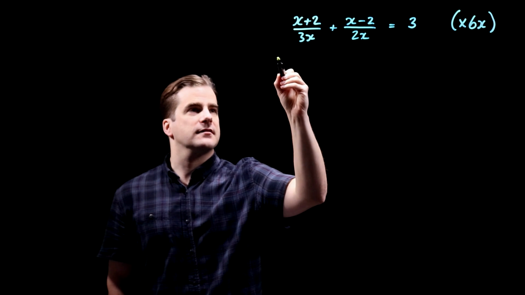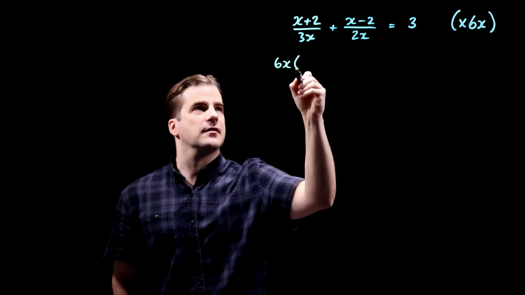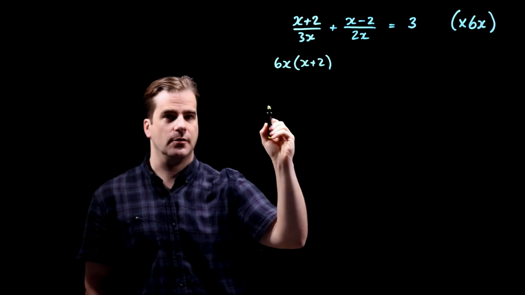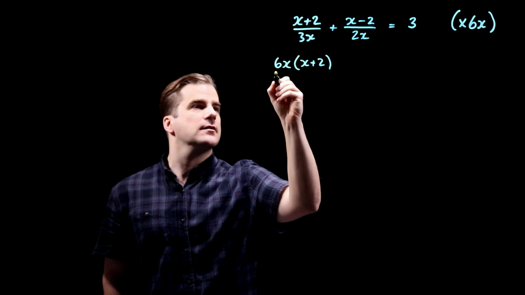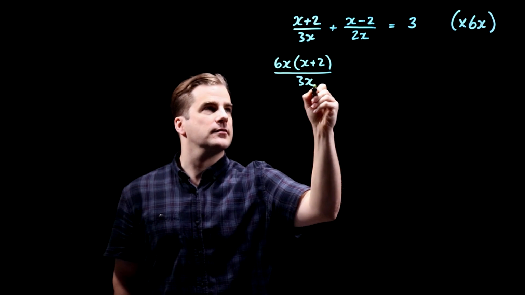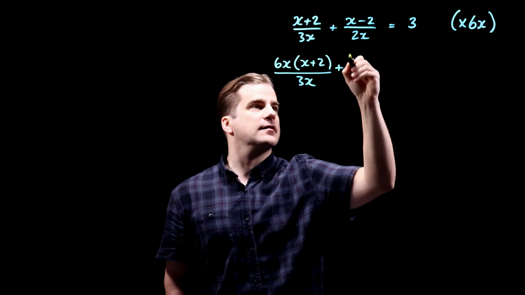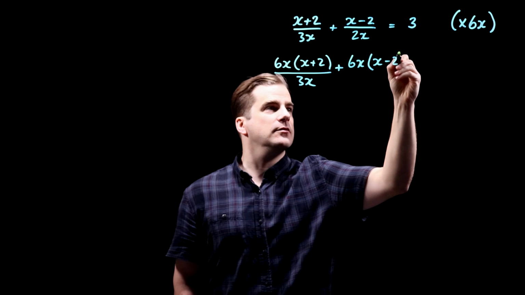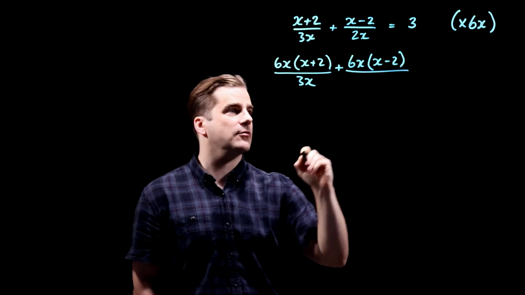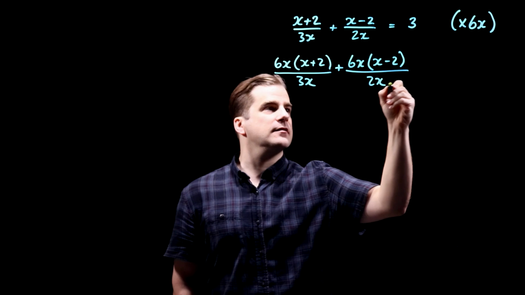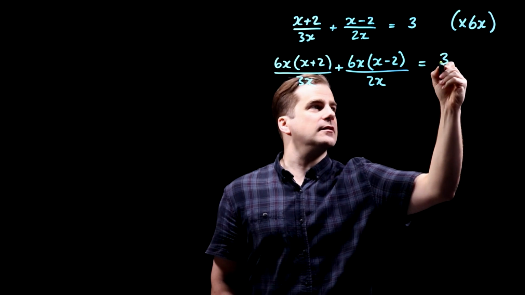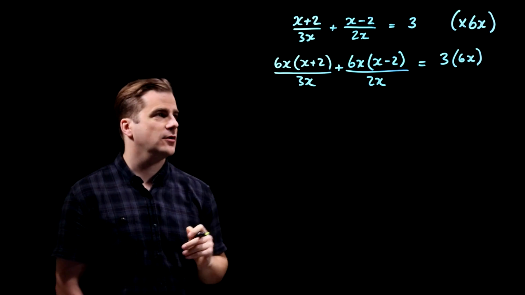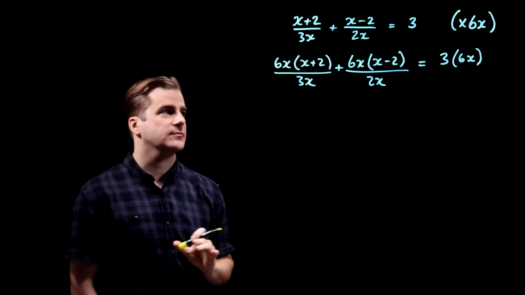So we get 6x times (x plus 2), because it's multiplying everything on top, so you have to put it in brackets, over 3x, plus 6x times everything on top, (x minus 2). Don't be afraid to introduce brackets, nothing wrong with that, over 2x, equals 3 times 6x. Okay, so we've multiplied everything through by 6x.